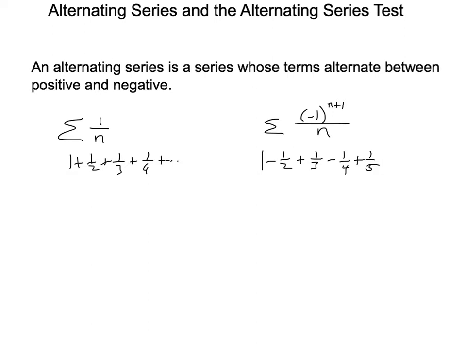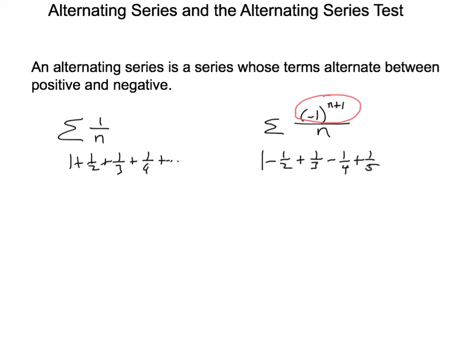The idea is that by including this negative 1 to the n plus 1 factor in your summation, you're saying that when n is odd, n plus 1 would be even, so that term is going to be positive. But when you input an even value for n, the even value plus 1 will be odd, and those terms will be negative. So this negative 1 to the n plus 1 is going to cause the series to alternate between being positive and negative, and that's what it means to be an alternating series.